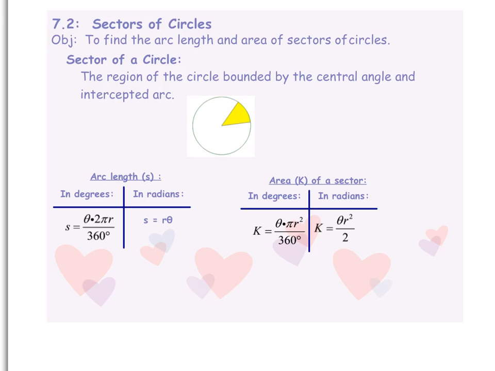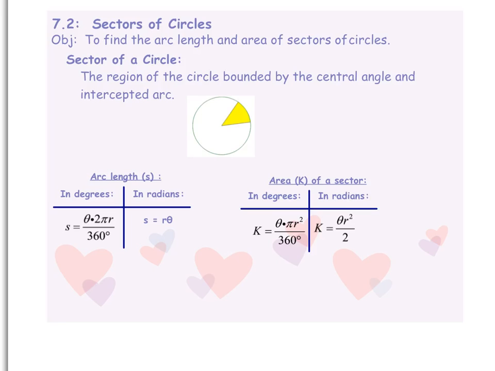All right, here we are in 7.2. We're looking at sectors of circles, both arc length and area. This diagram in here in yellow, that's a sector. Think of it like, I don't know, the circle's a pizza and a sector is like a slice of pizza. It's like a chunk of a circle.